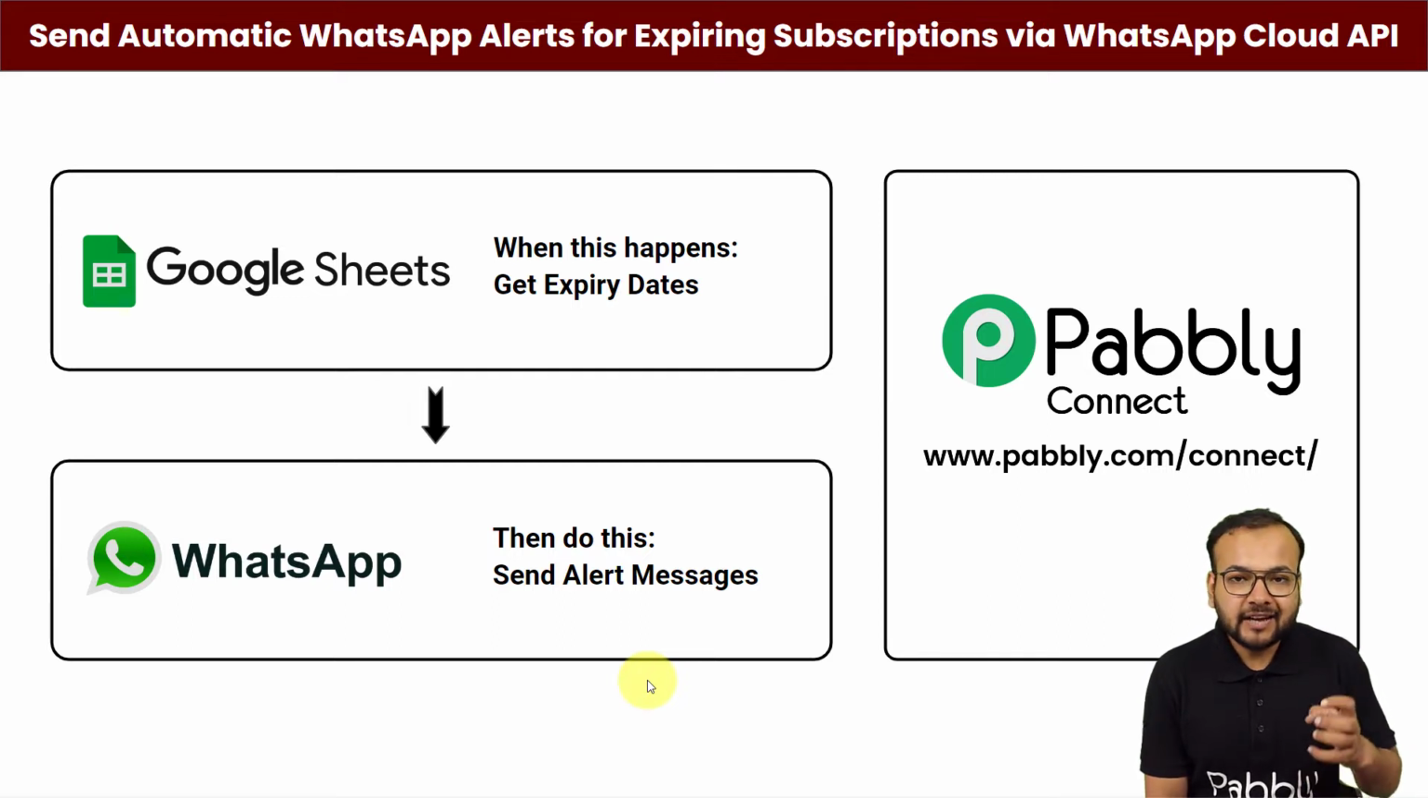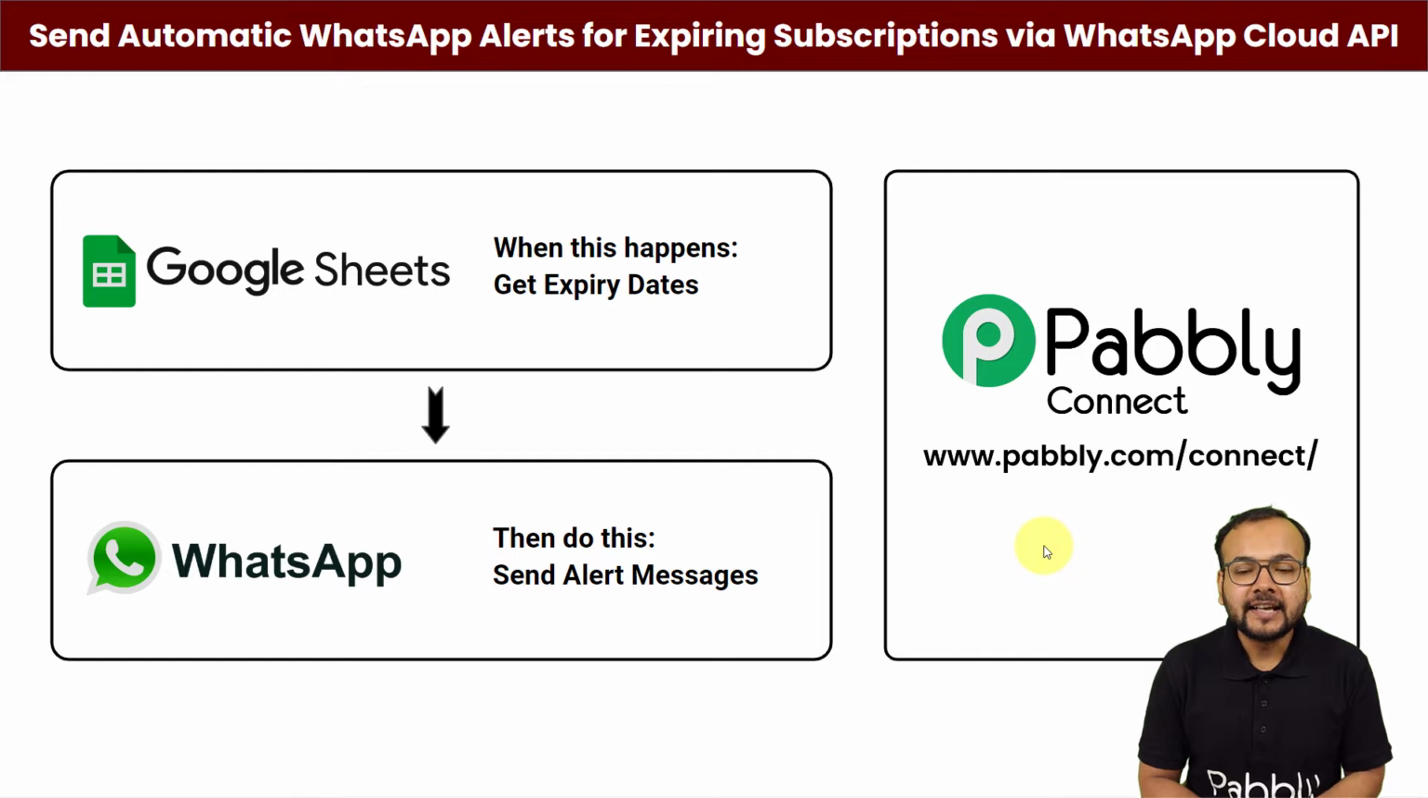Okay, so it will save your time in manually checking the expiry dates and manually sending the messages, and it will improve your productivity as well. We are using Pabbly Connect application to make this happen, which is an integration and automation tool. And the best part is anyone can set up this automation without any coding skills very easily. So let's start setting up this automation together.